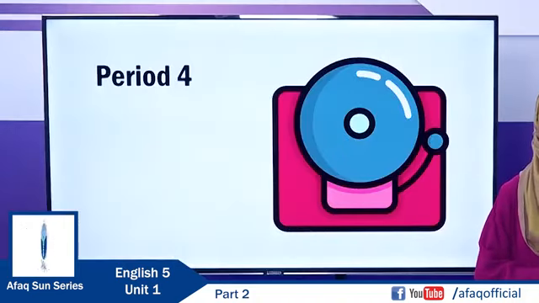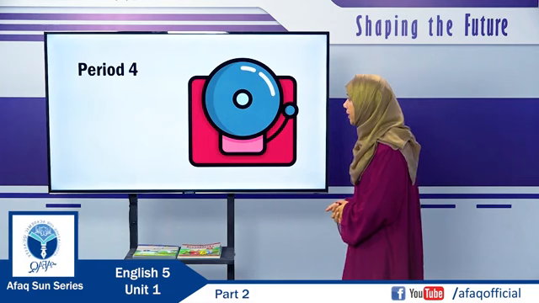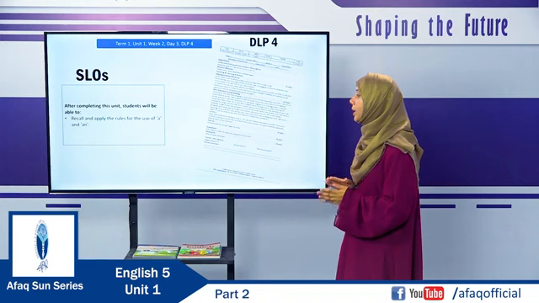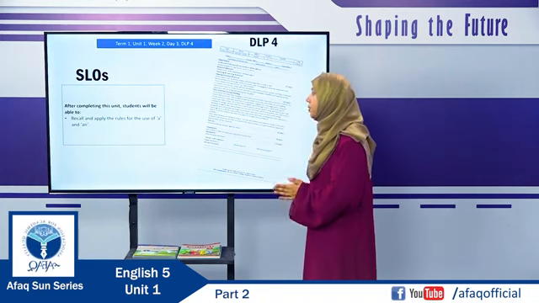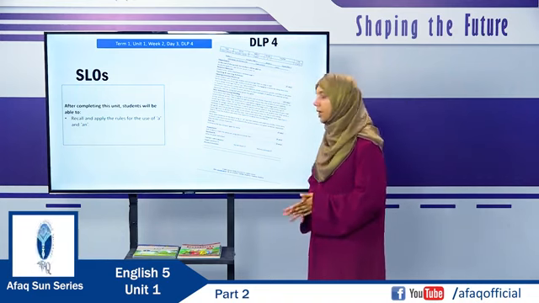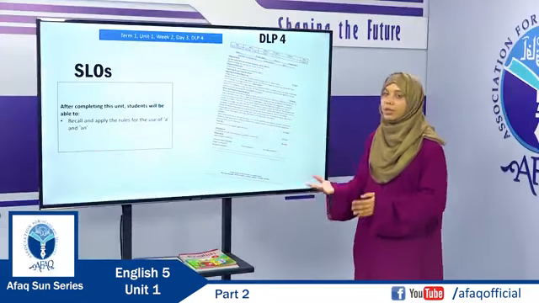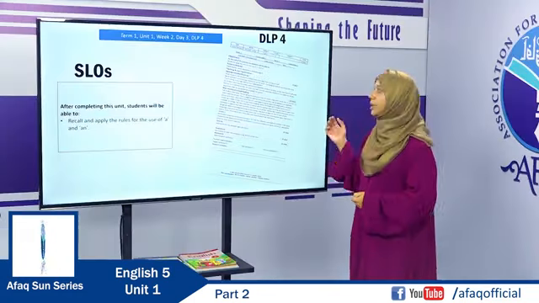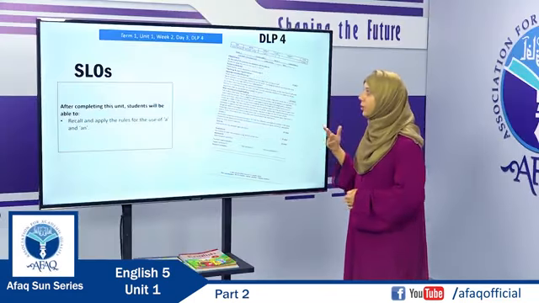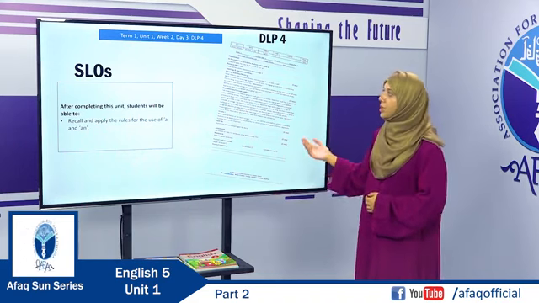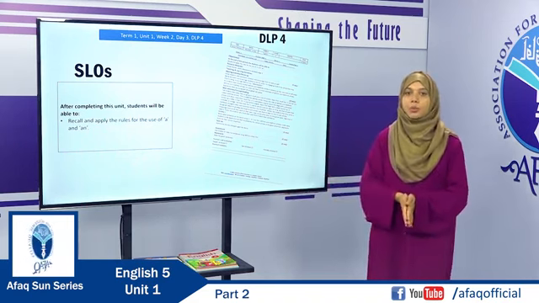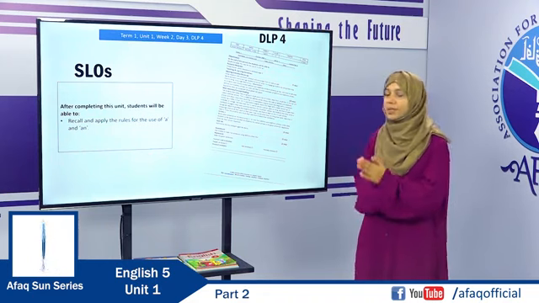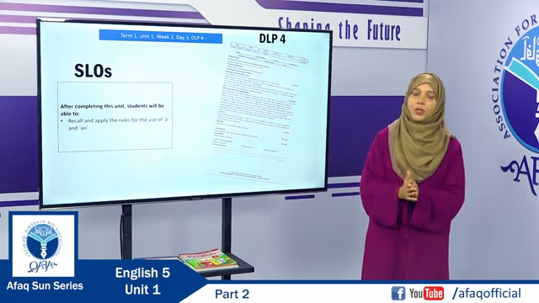This is the fourth period of second week. In this period, students will be able to cover this SLO and they will be able to recall and apply the rules for the use of a and an. A and an are articles and students will learn the use of a and an in this lesson. Respected teachers, we have provided you complete methodology to cover this SLO in DLP number 4. This DLP should be covered on the third day according to our suggested timetable in the second week of the first unit of first term.